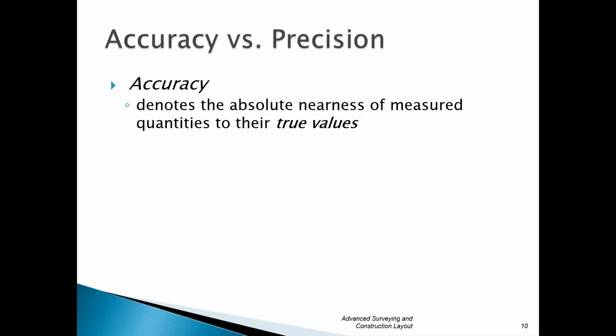So we have the concept of accuracy versus precision. I'm sure that you are familiar with this concept too, but accuracy denotes the absolute nearness of a measured quantity to the true value, which to me is somewhat of a nebulous concept, because we don't always really know that. But it's how true or how close we get to a real number, the actual number.